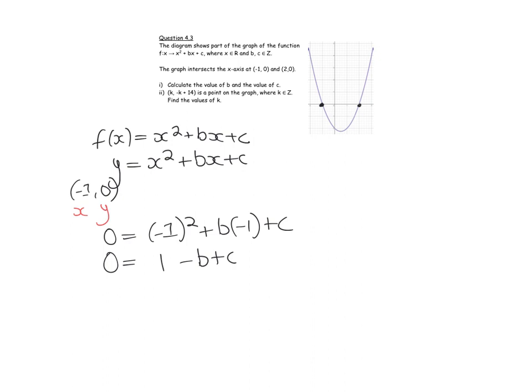So I'm going to bring that 1 over to this side. So I'm going to minus 1 from both sides, and we'll get minus 1 is equal to minus b plus c. And then I'm going to rewrite that as minus b plus c is equal to minus 1.